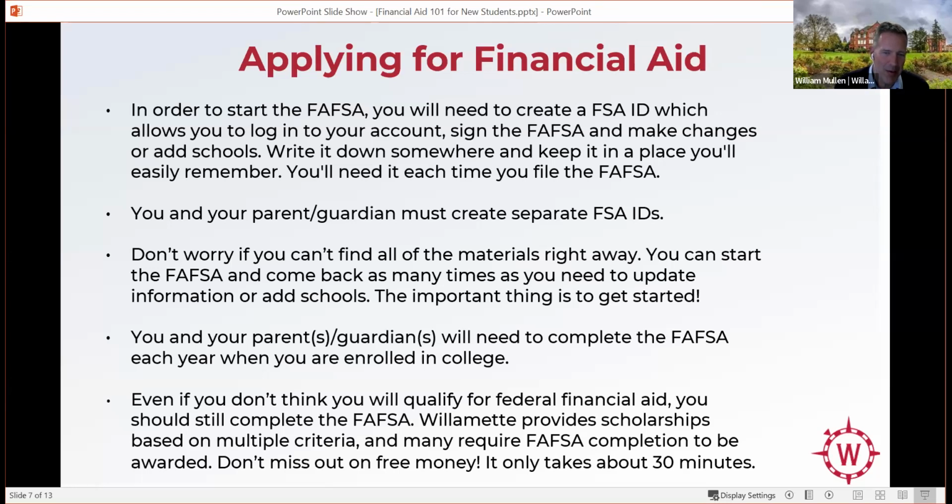So we provide scholarships too on multiple criteria, some of which are not, income is not an important part of that criteria, but we do require the FAFSA for many of these scholarships to be awarded. So even if you don't think you're going to get federal or state money, I would recommend completing the FAFSA. It's really important. You might get some free money. It takes about 30 minutes to do this application.